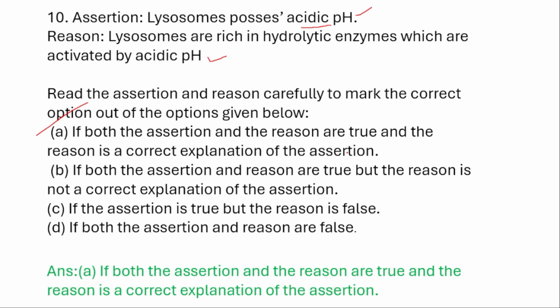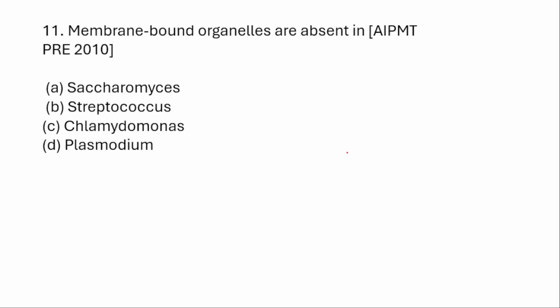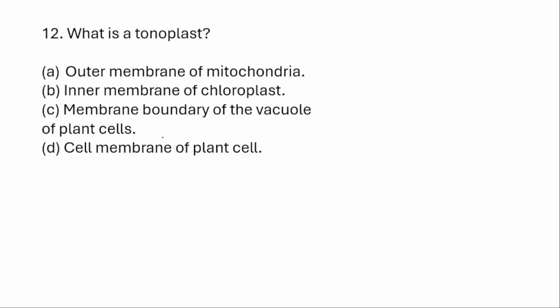Now your work starts. Take your pen and paper, write these questions and try to answer them. They are very interesting, isn't it? Membrane bound organelles are absent in, it was already asked in AIPMT 2010. Options here are Saccharomyces, Streptococcus, Chlamydomonas and Plasmodium. Answer yourself. What is a tonoplast? Outer membrane of mitochondria, inner membrane of chloroplast, membrane boundary of vacuole of plant cell, cell membrane of plant cell.